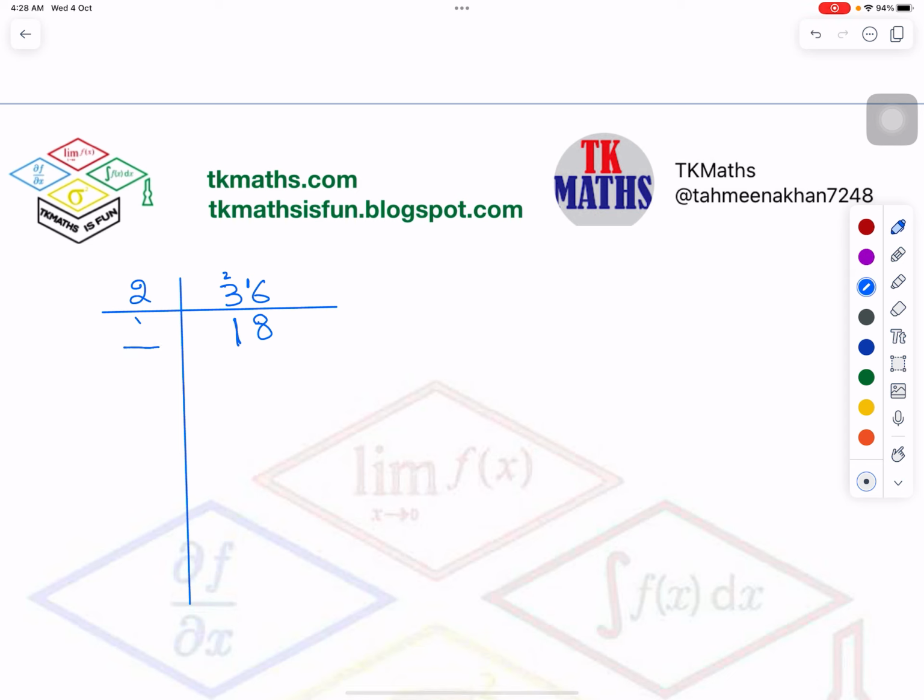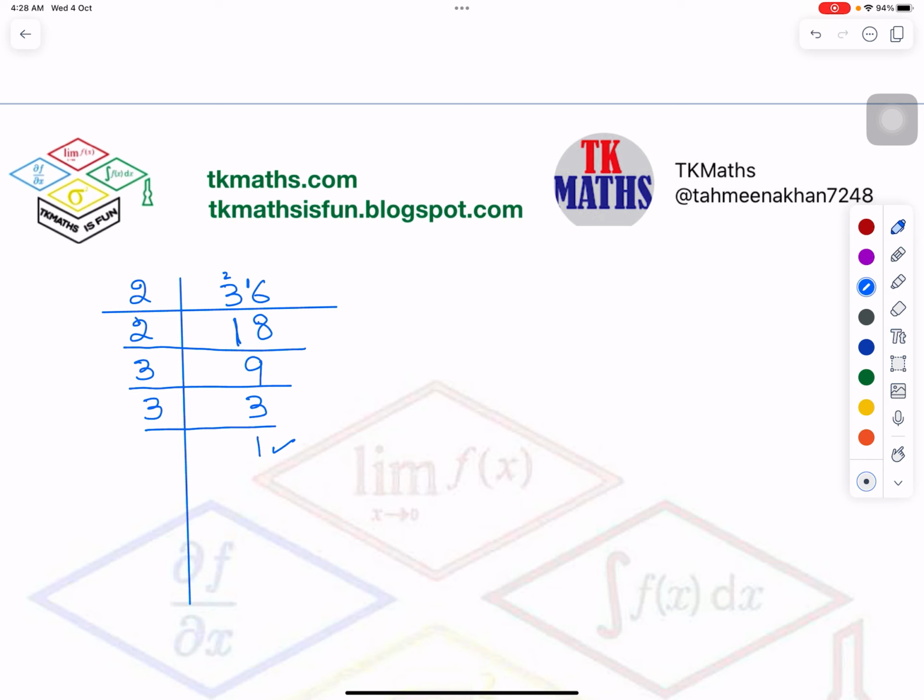Okay. Now again, because 18 is an even number, I can divide it by 2. So 2 times 9 is 18. Perfect. 2 times, no, 9 does not come in the table of 2. So let's start with 3. 3 times 3 is 9, and 3 times 1 is 3. Finish. Once you get 1 at the end, it means the prime factorization method is finished.